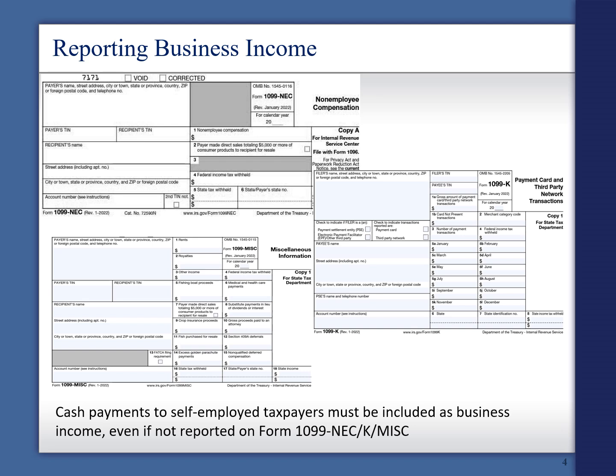Opening a 1099-NEC or a 1099-K in TaxSlayer will generate a Schedule C. In the case of the 1099-K, TaxSlayer just opens the Schedule C and you have to enter the 1099-K amount yourself. Remember, cash payments to self-employed taxpayers must be included as business income. Here are some examples of those 1099s.